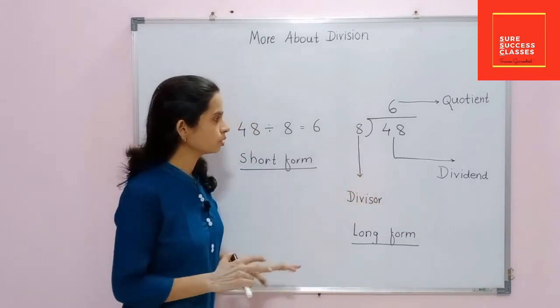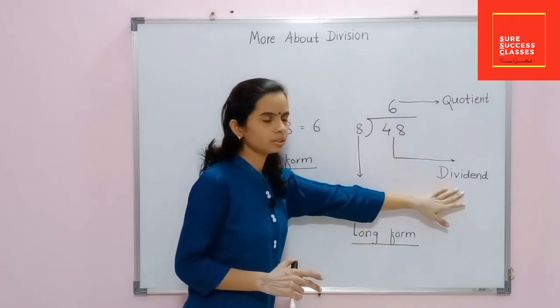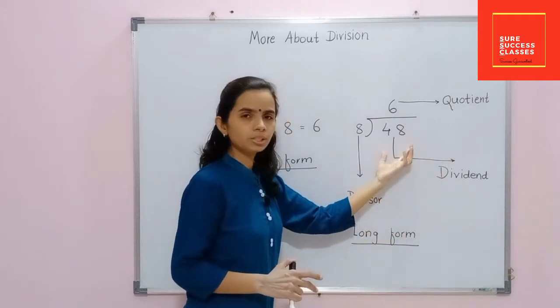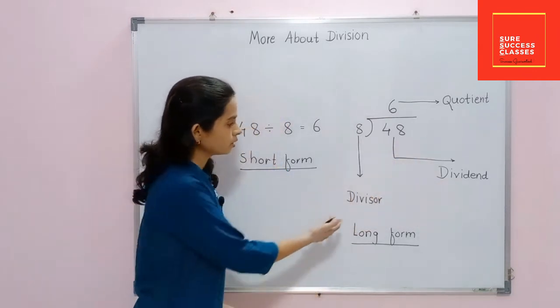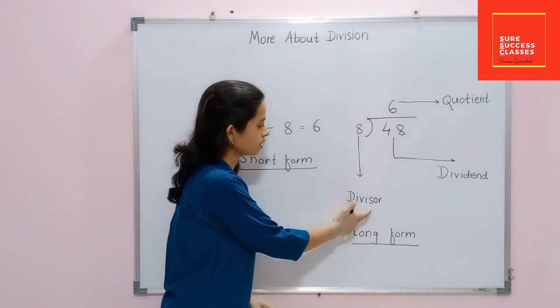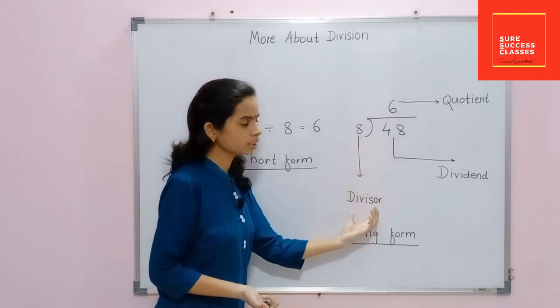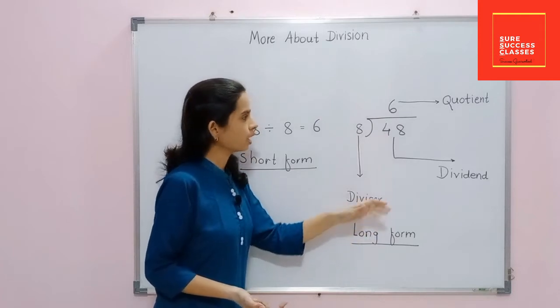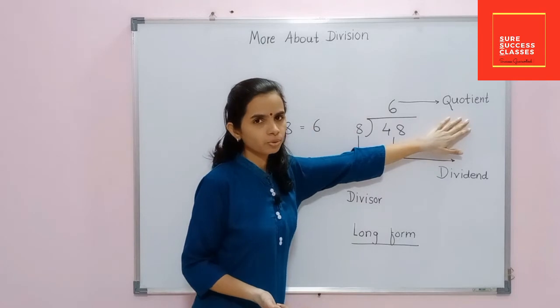The most important part in these three factors is the dividend. The number which we are dividing is called the dividend. The second factor is the divisor. The number by which we are dividing is called the divisor. And the result of this division is called the quotient.